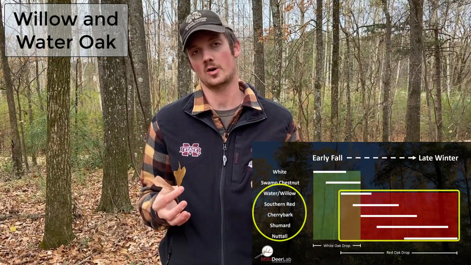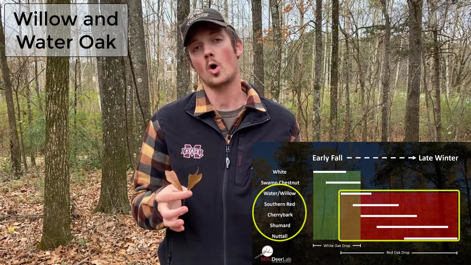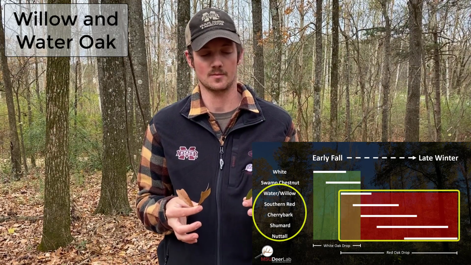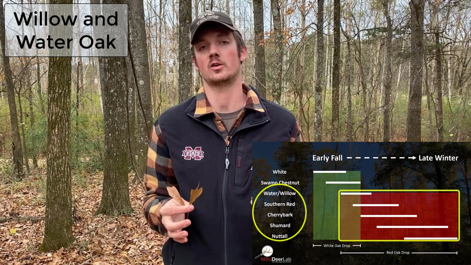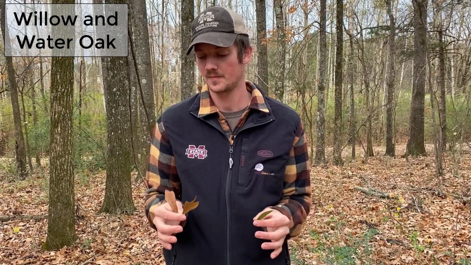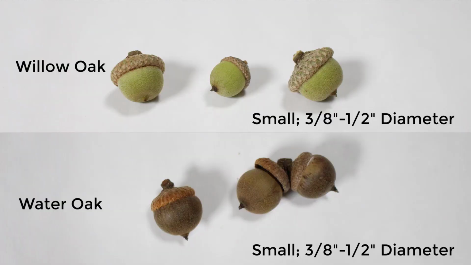Okay, so moving later into the hunting season is when the red oaks will generally start to drop. So we'll talk about willow oak and water oak at the same time because they grow in very similar places, generally bottomland hardwoods where there's wet soil, and their acorns look extremely similar. Now, acorns for these 2 species are generally about the size of a marble. They're pretty small, much smaller than the white oaks we just talked about.